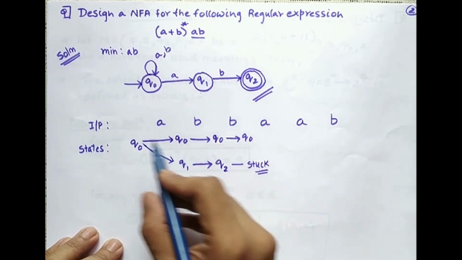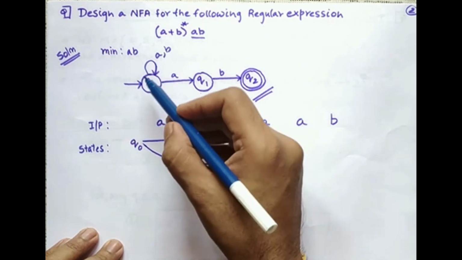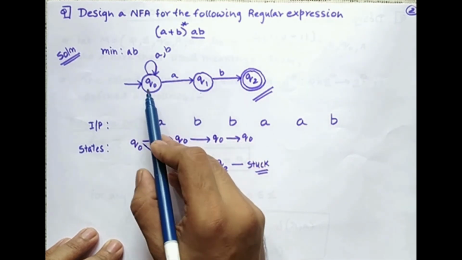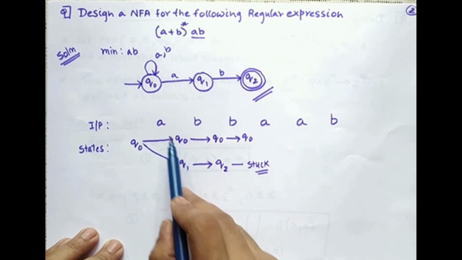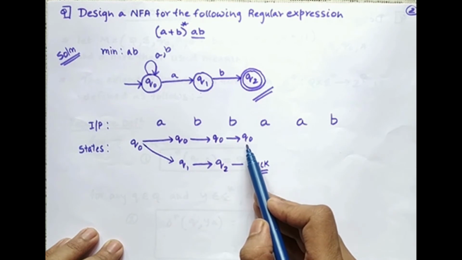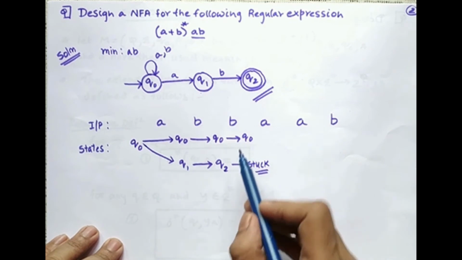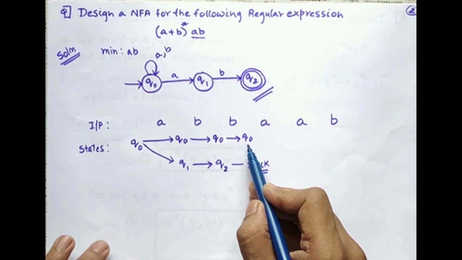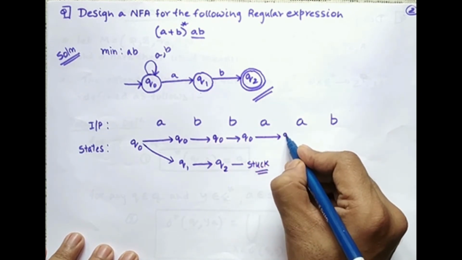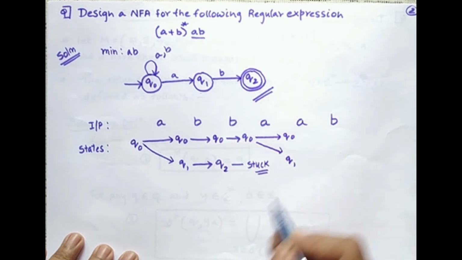Now let us analyze this. From Q0 on reading A, it was going to Q0 or to Q1. Then from Q0, suppose you remain in Q0, on reading B you remain in Q0, and on reading another B, you remain in Q0. Correct? Now this path is stuck, so you cannot proceed from it. Now let's come here. You are already in Q0, and from Q0 on reading A, what will happen? Either you go to Q0 or you go to Q1. Any one of these.